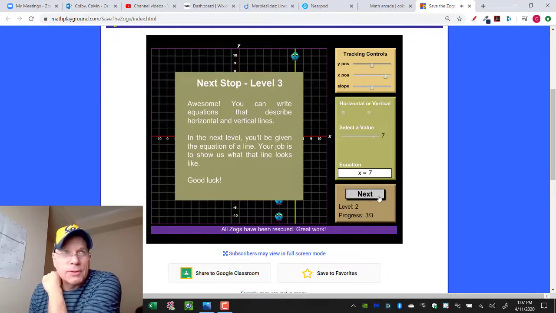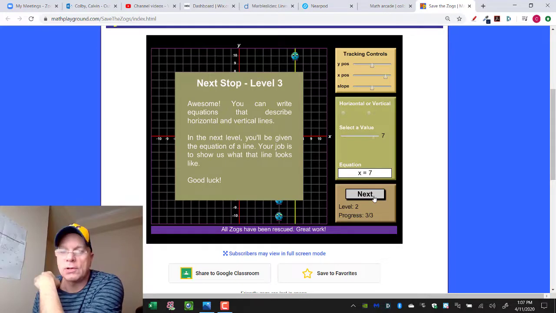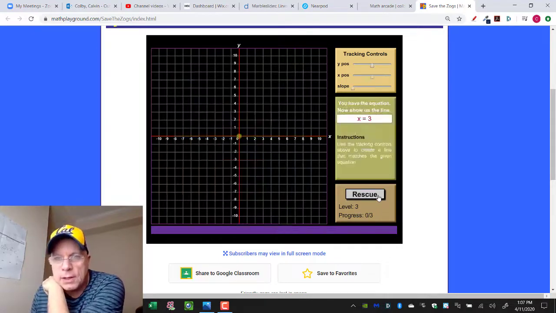Now in the work we've done up till now, we haven't done vertical lines except to say that they're not functions. You're not really going to be dealing with vertical lines, but they're part of the game here. Now they give us the equation and we need to show them the line.